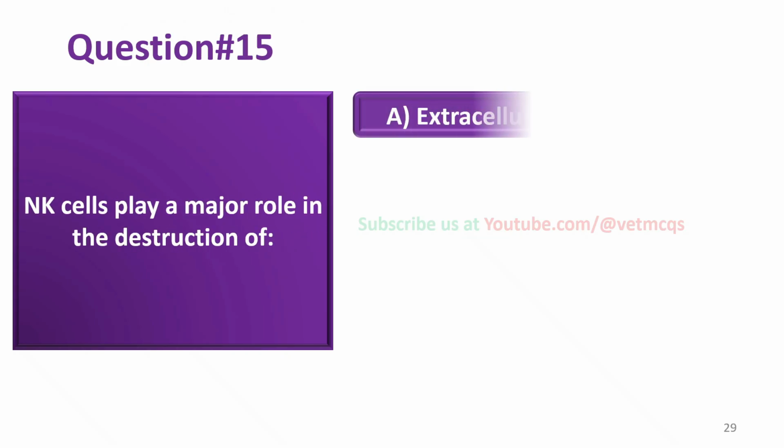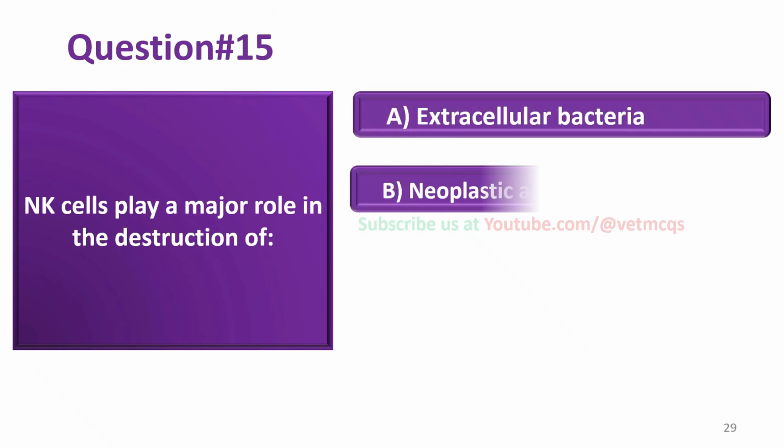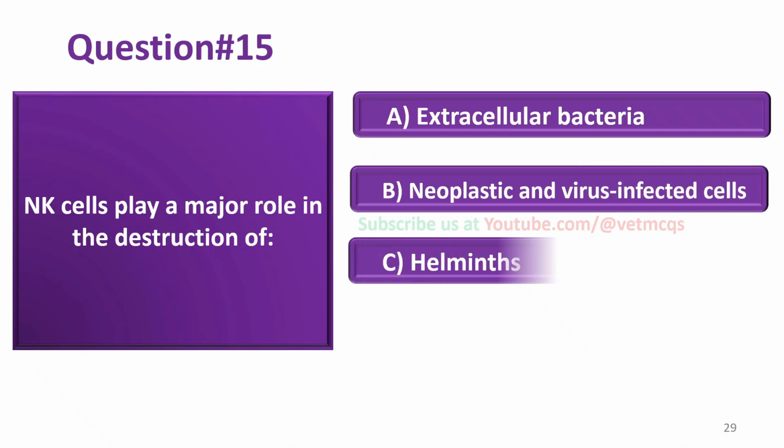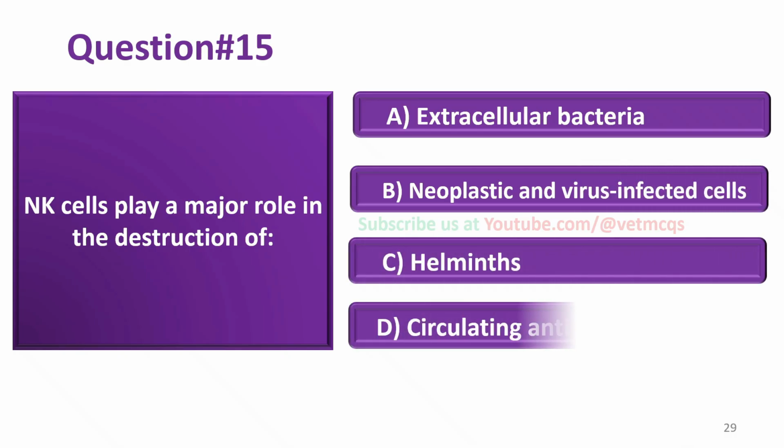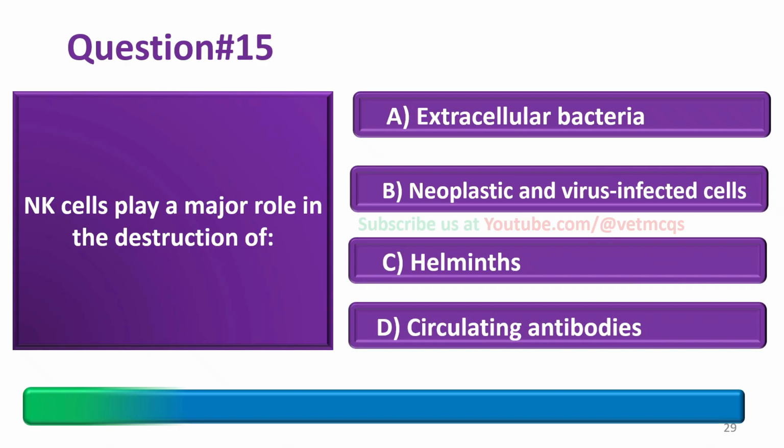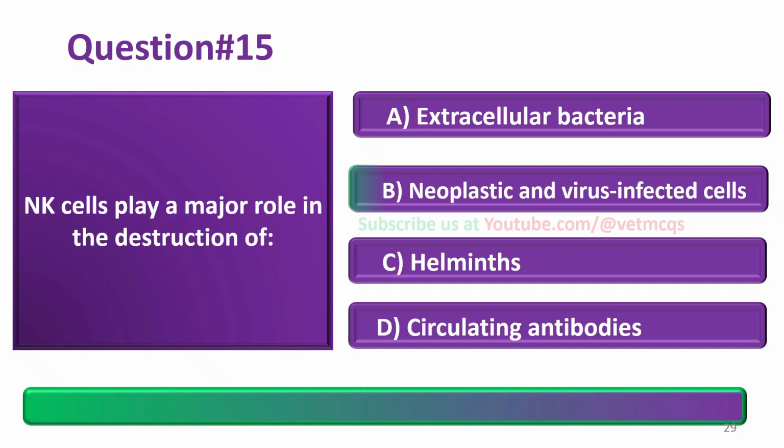Natural killer cells play a major role in the destruction of extracellular bacteria, neoplastic and virus-infected cells, helminths, circulating antibodies. And the correct answer is option B, that is neoplastic and virus-infected cells.